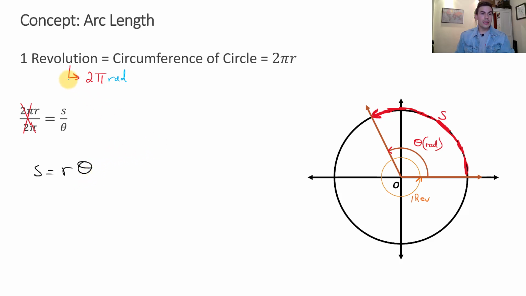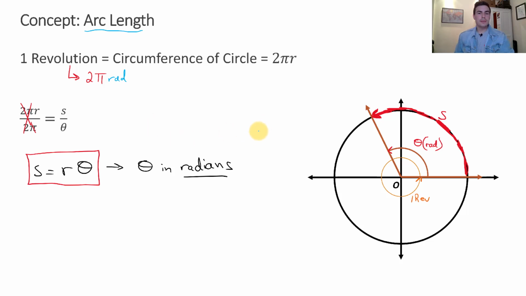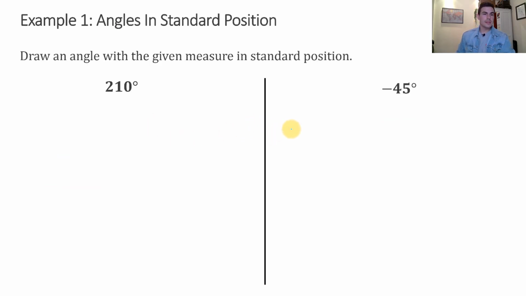Again, since we derived this from the definition of a radian, my theta has to be in radians. It has to be 100% every single time. I cannot use a degree angle for this formula. So S equals r theta, where theta is in radians, is the formula for arc length. So those are our concepts for this lesson. Let's go ahead and look at some examples.